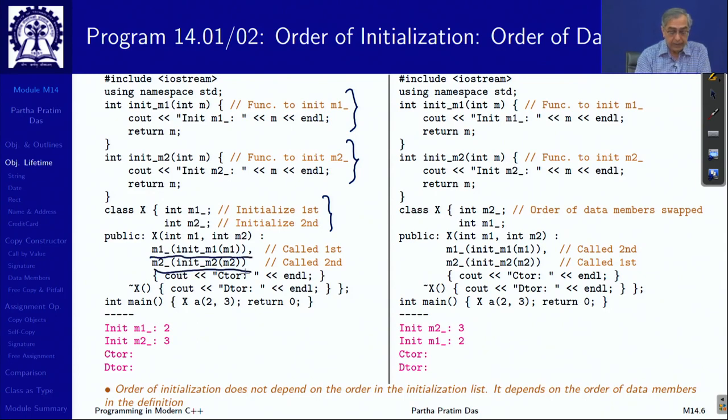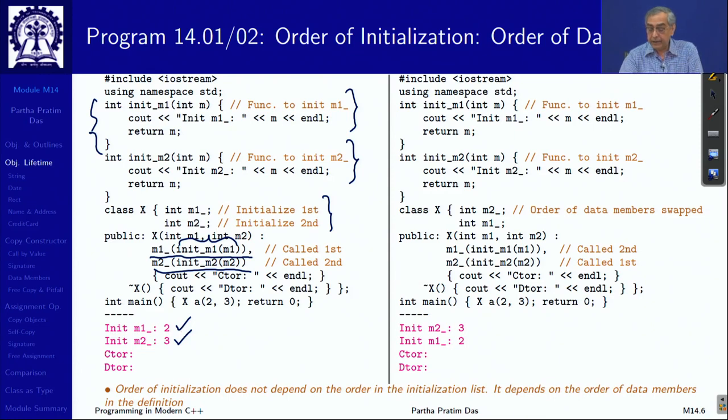I put the initialization of M1 first, and I initialize it with the value returned by this function. This is just an instrument to let us see in which order they are happening, because the print messages will happen in that way. So, I do that, and I see that init M1 has happened first and init M2 is happening second.